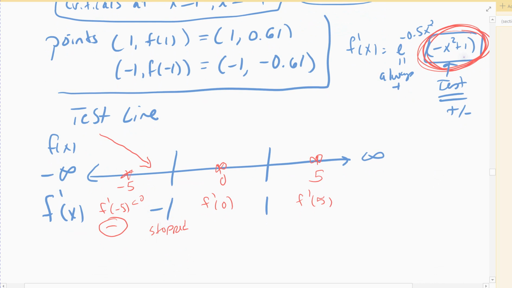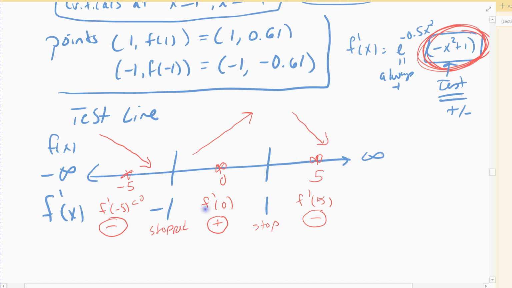Now when I plug 0 in, what's it doing? Again, I'm only looking at the negative x squared plus 1 because the e is always positive. When I plug 0 in, the negative part will zero out, and I'm left with a positive 1. So this comes out positive, which means it did switch directions, because my derivative is positive, my slopes are positive, my function has to be moving up, increasing. Alright, then at 1 it stopped again, and then switches directions, because the same thing's going to happen at positive 5 as it did at negative 5. I'm going to get negative 25 plus 1, which gives me negative 24, and so it did switch directions.